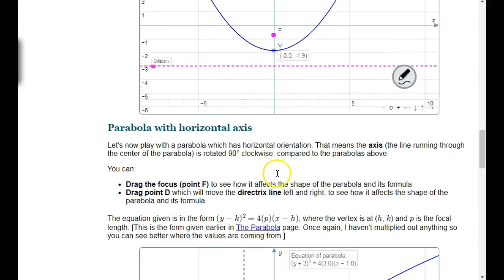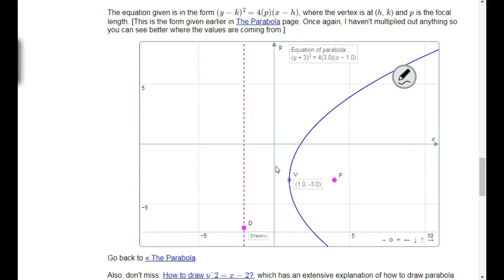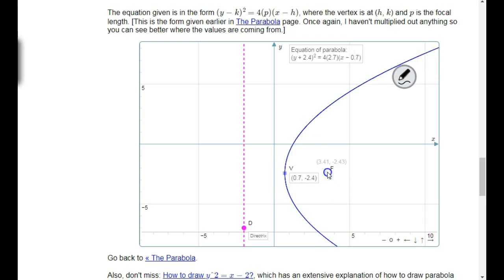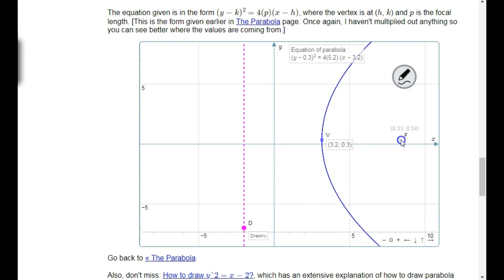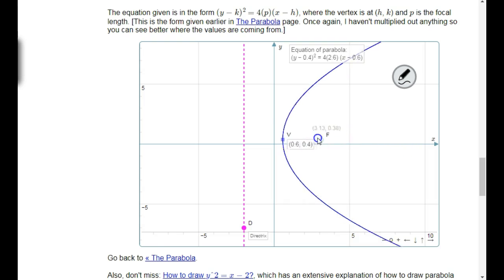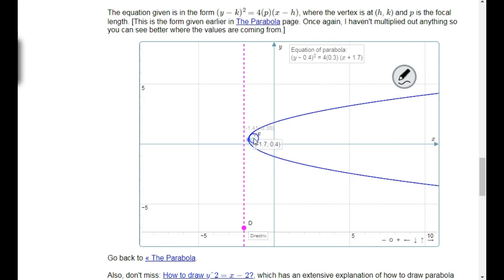And what made it go sideways? Yeah, when the y was squared, then it went sideways, okay? And what made it really wide was a really big p-value. And what made it really narrow was a really tiny p-value. All right.